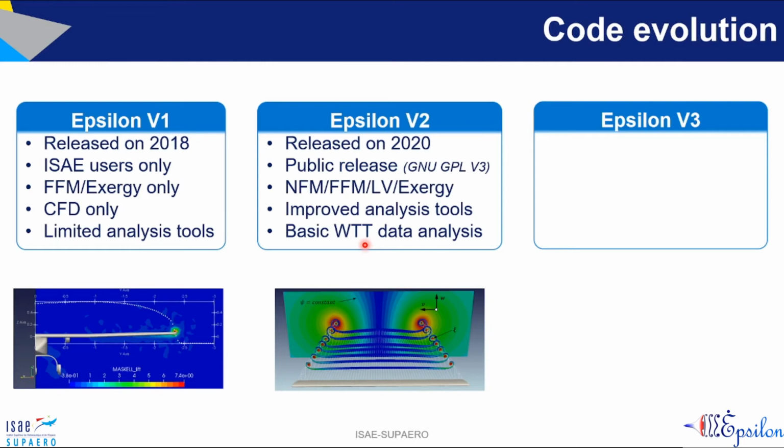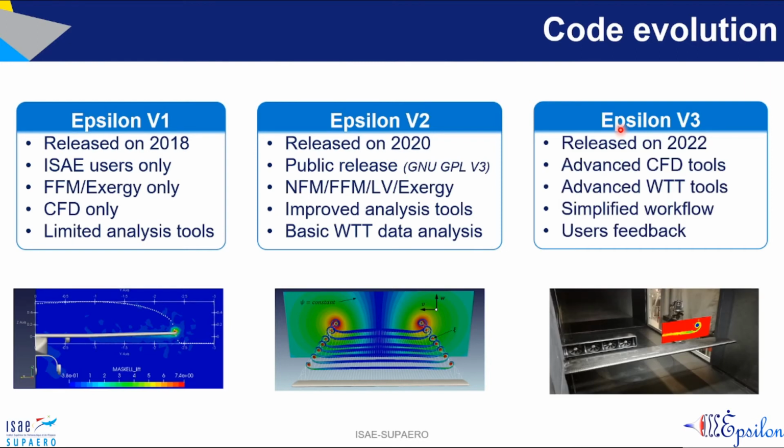During the last year, we gained a lot of experience and a lot of feedback from our users, and we decided to take that into account to develop that further. We developed that this year, 2022, and we developed the Epsilon V3 version that has been released in August 2022. And this time we massively improved the CFD tools. Now we have something that's absolutely robust, absolutely powerful, and easy to use. We also provide some advanced wind tunnel testing tools. This time we have some robust wind tunnel analysis tools.